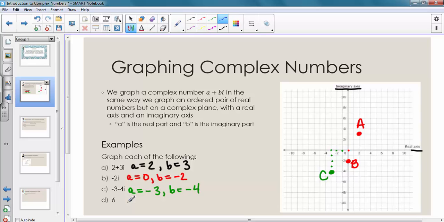For D, here we have a equals 6 and b equals 0. So we're going to go to the right 1, 2, 3, 4, 5, 6. And again, just as we were graphing an ordered pair, when we have b equals 0, we do not move up or down because the imaginary axis is 0. And that's going to give me point D.